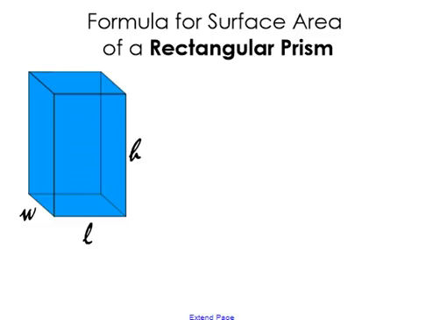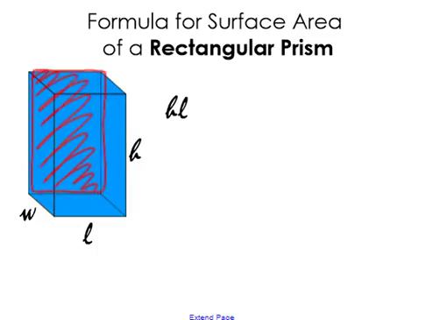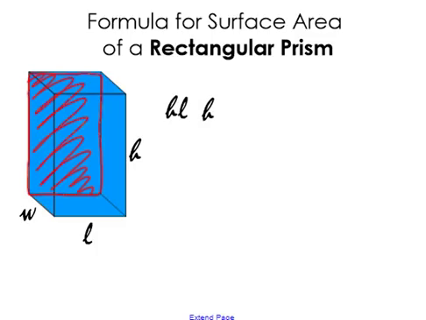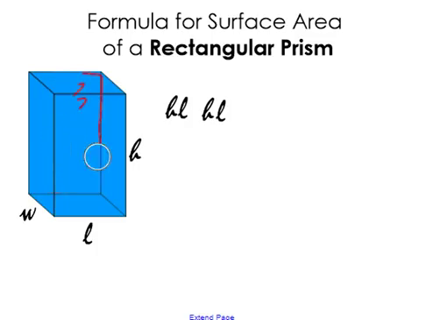So first, let's just start with finding the area of this face right here. That's a rectangle and it has dimensions of height and length. So to find the area of that rectangle, I'll just multiply height times length. And then you can see that I can move that to the back and have a second rectangle that is also height times length. The next face that we'll find the area of will be this bottom face.